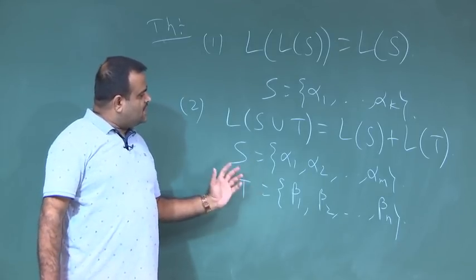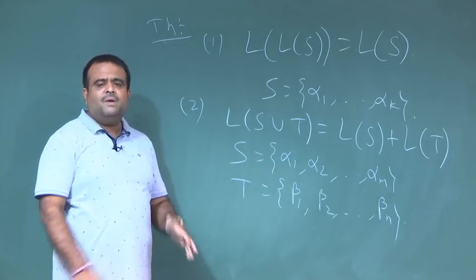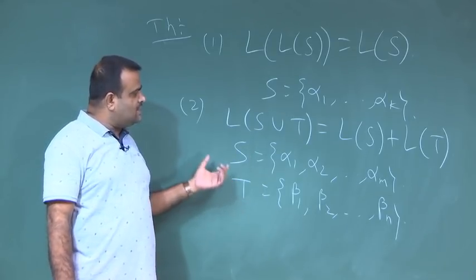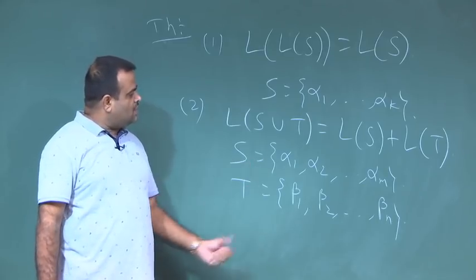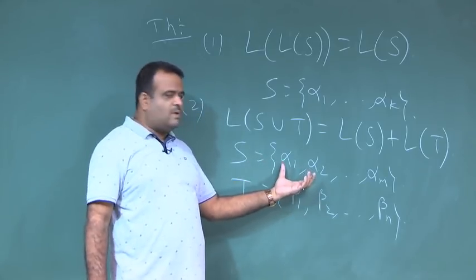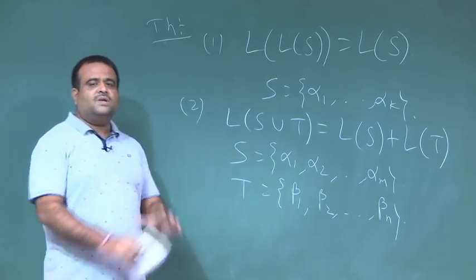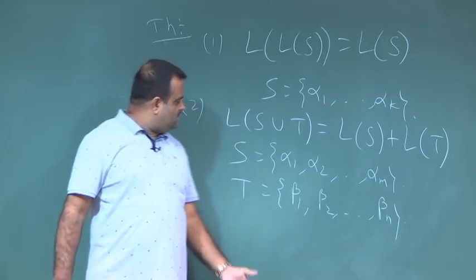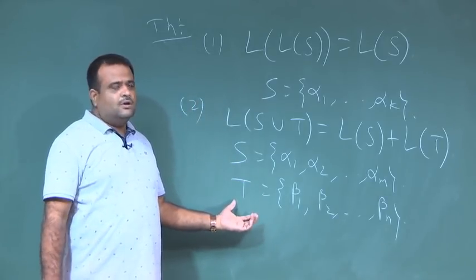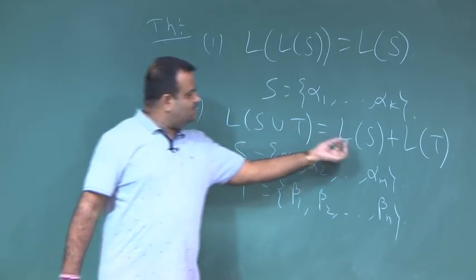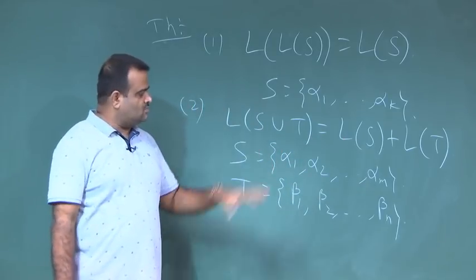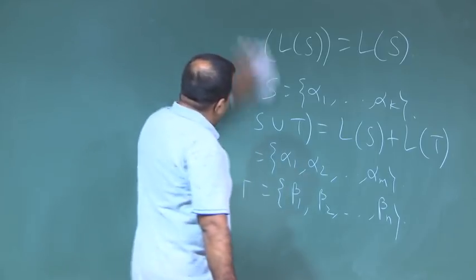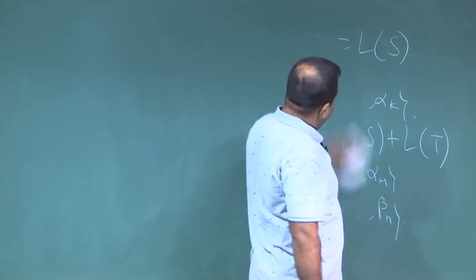then their union is basically all alphas, all betas. Maybe there are some common elements, we do not know. Now, if you take the linear combination of this union, then this will give us a linear combination of alphas and a linear combination of betas. So, we can separate these two out: we can take the linear combination of alphas here, and the linear combination of betas here in T. So, again we can easily show this is a subset of this, and this is a subset of this. So, then these two sets are the same. Okay. So, these proofs are quite trivial.